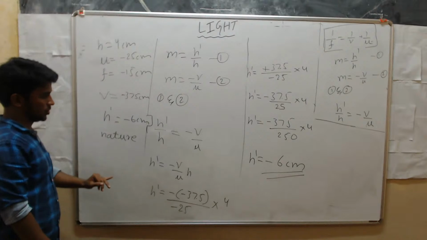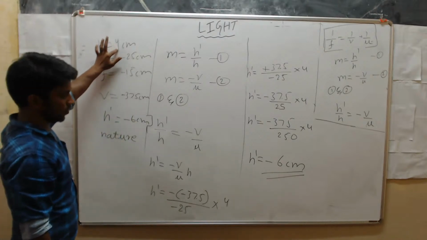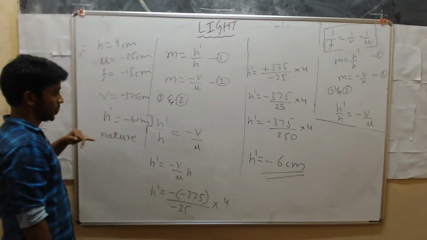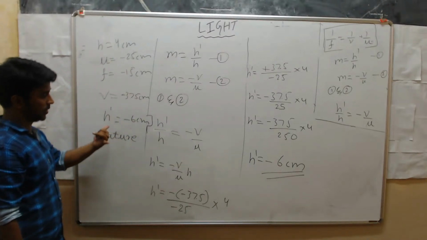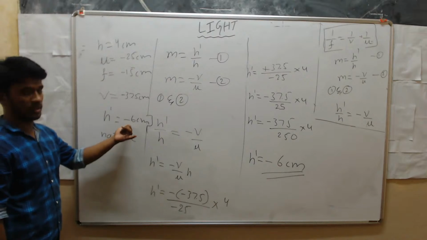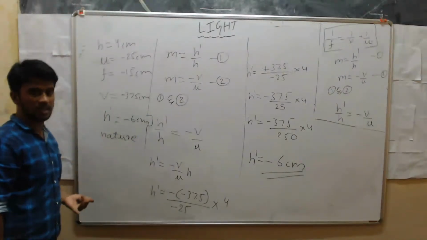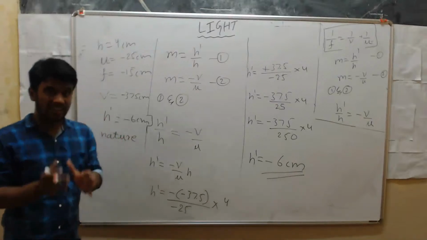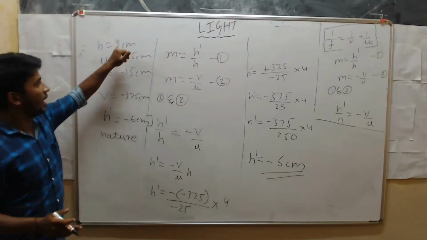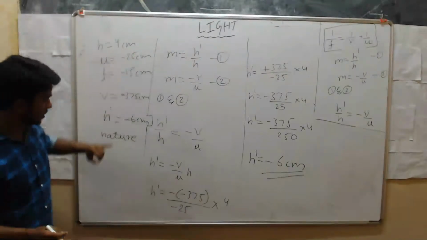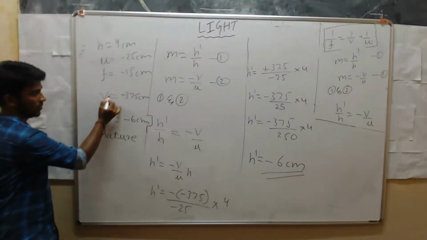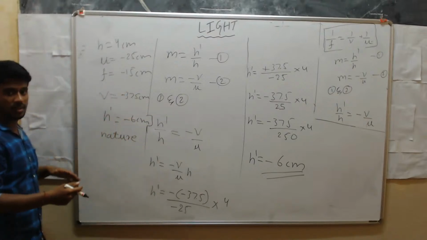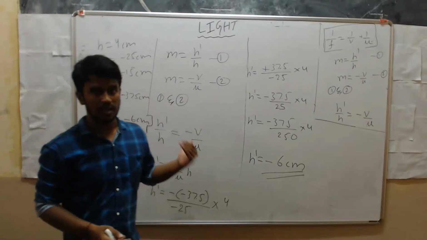See here, height of the object is 4 centimeter, and height of the image is minus 6 centimeter. So clearly we can say that the image is magnified, or the height of the image is greater than the height of the object. Then what is the nature? Here we got the v value negative, right? If the v value is negative, then the meaning is that the image is real and inverted.